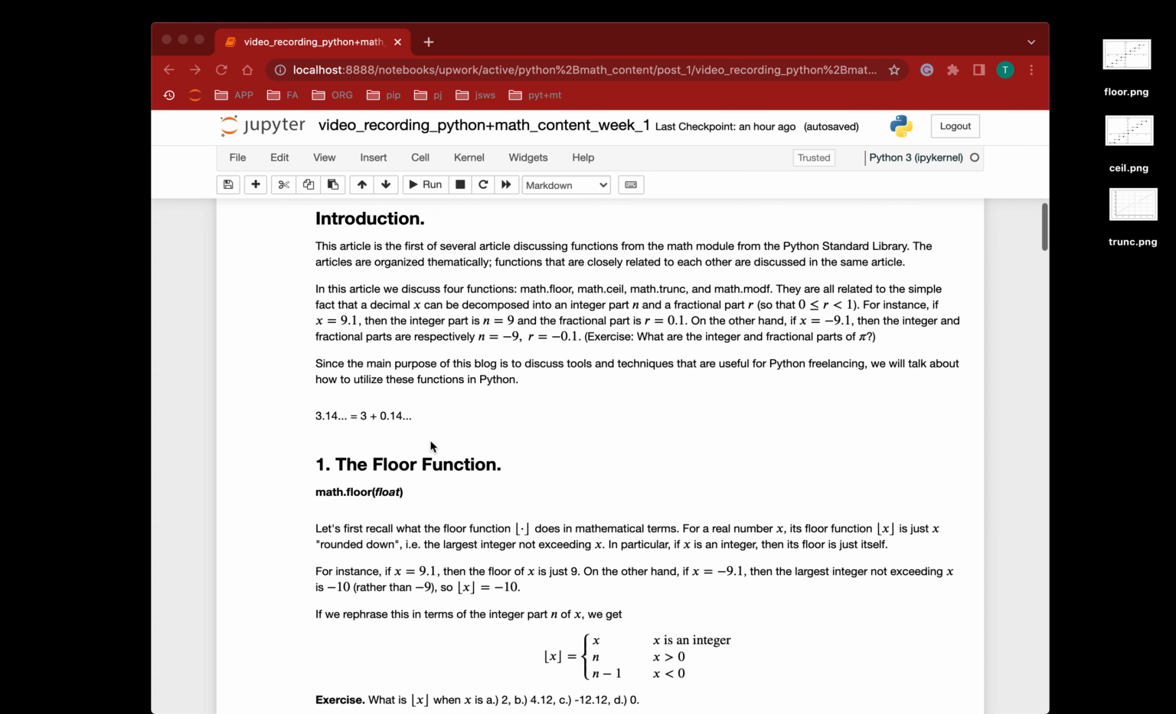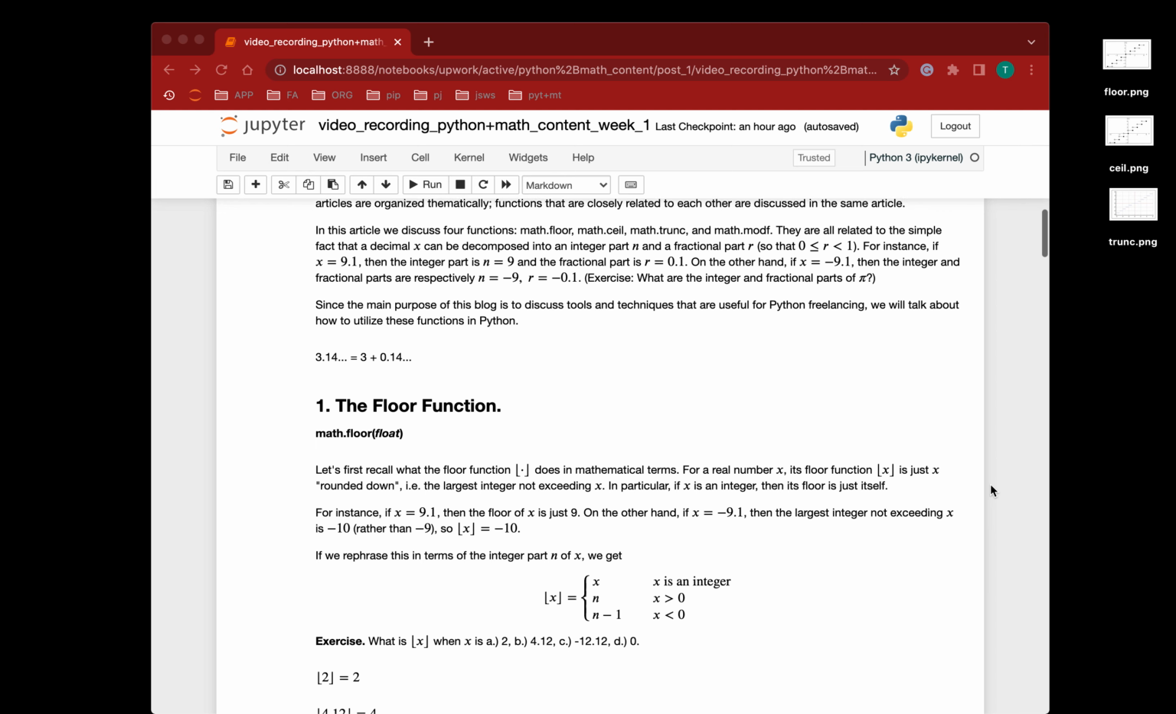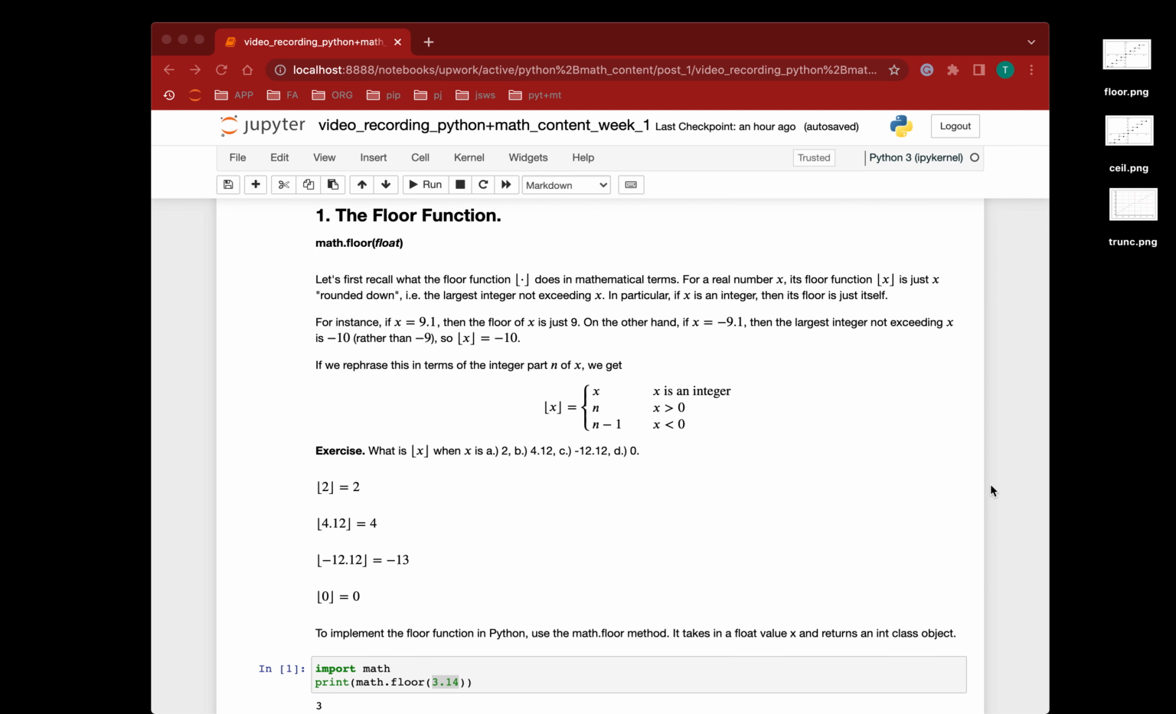Since this is a tutorial series on Python, we will try to explore these functions using Python as much as possible. So let's go on to our first function, the floor function.